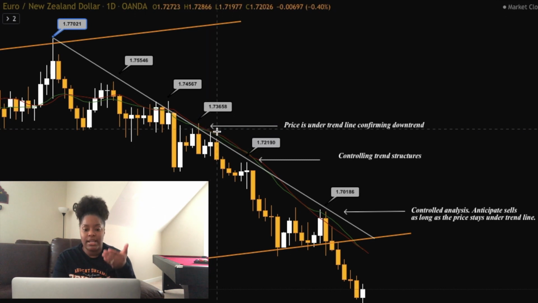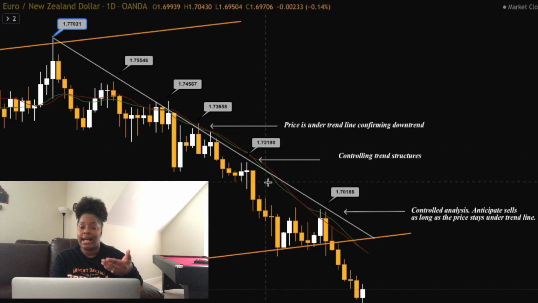And as you can see, we're controlling the trend structure. And this is why trend lines are really important, because as long as price stays under the trend line, I am understanding that continuous lower highs and lower lows will be made. I'm understanding that I'm controlling what I see.